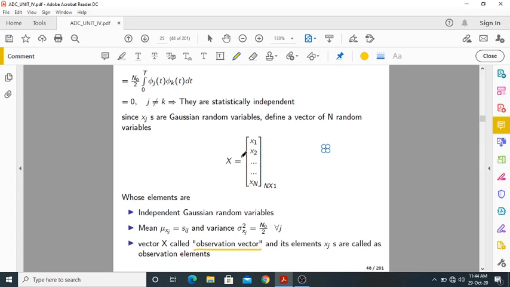Now, what are the properties of this vector? It is a column matrix with elements x1, x2, xn. What are these elements? Outputs of the correlators. Now, how are they? They are Gaussian random variables. They are having a mean of Sij, variance of n naught by 2, that is same for all, and furthermore they are independent of each other.